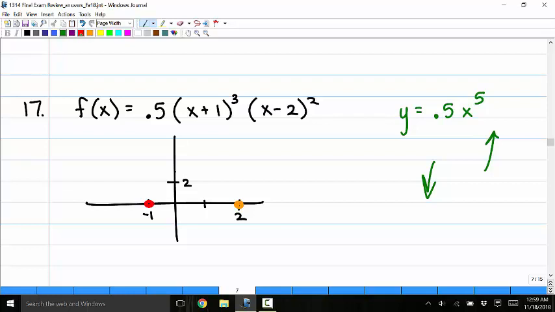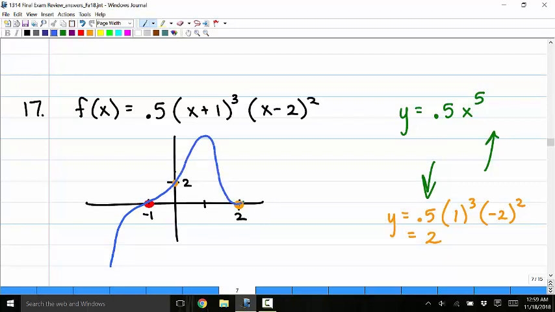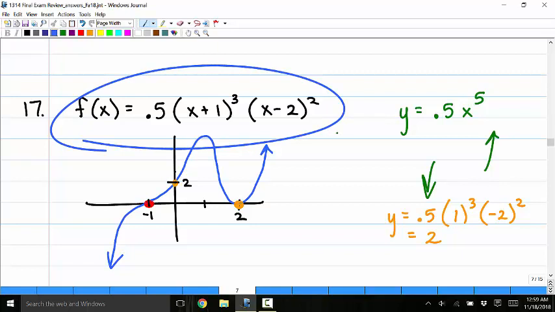When x is 0, I get y equals 0.5 times 1 cubed times negative 2 squared. 0.5 times 4 is 2, so my y-intercept here is at (0, 2). So I know I've got to go this way, and then I've got to come down and touch and go back up. So that is a very quick, rough sketch of this function.